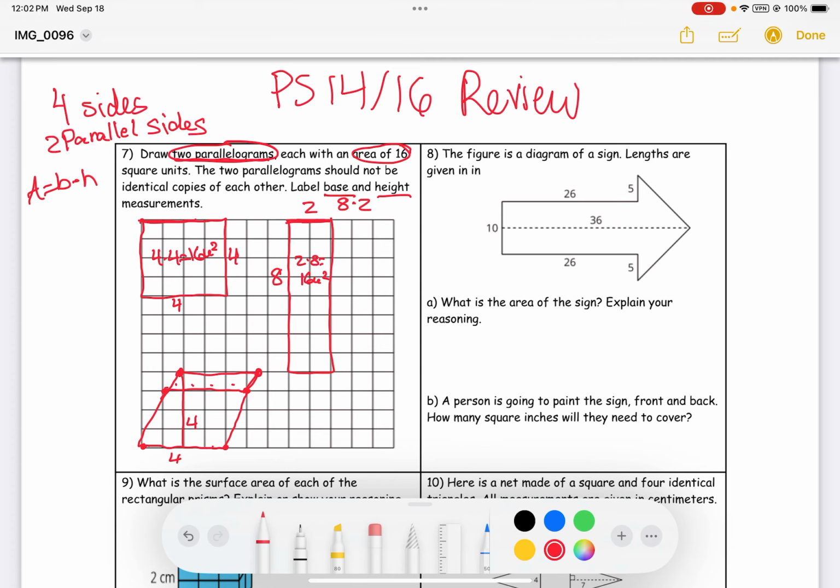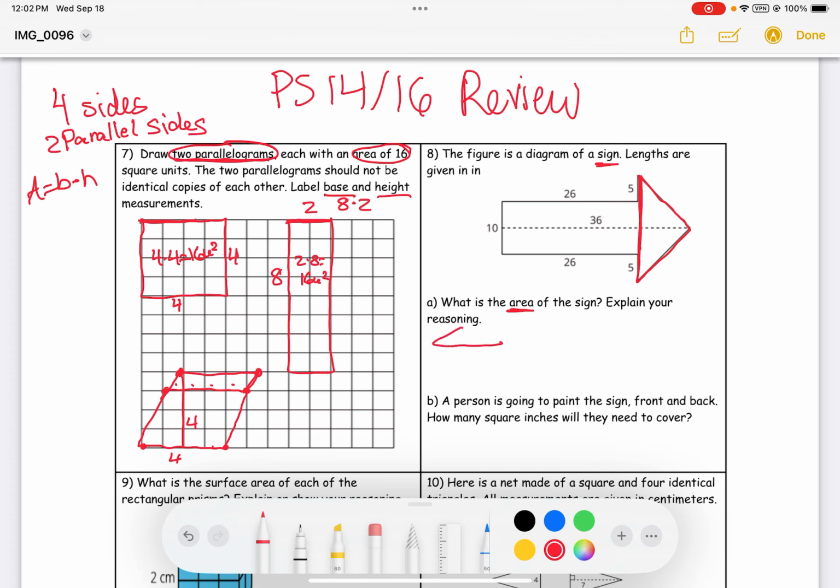Next one, the figure is a diagram of a sign. Lengths are given in inches. What is the area of the sign? So let's look at this. I'm going to split this into a triangle and a rectangle. So let's start by finding the area of the triangle.